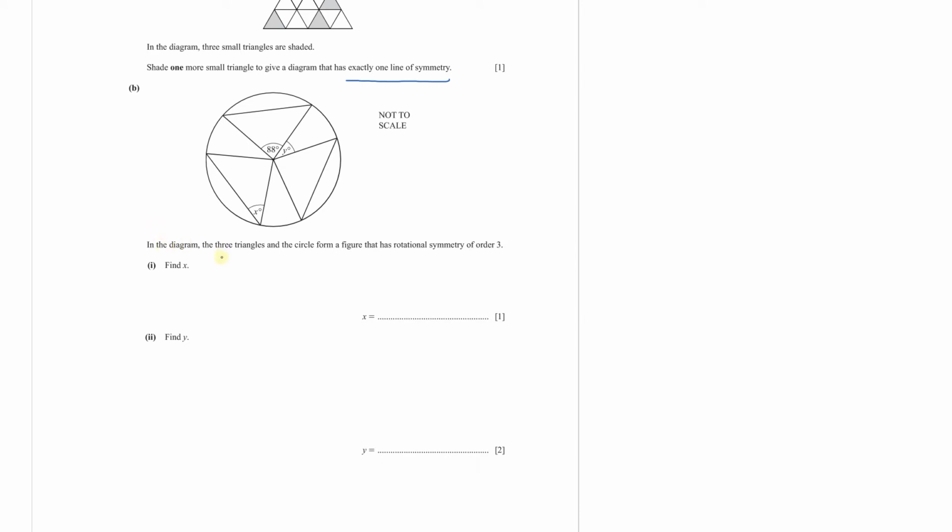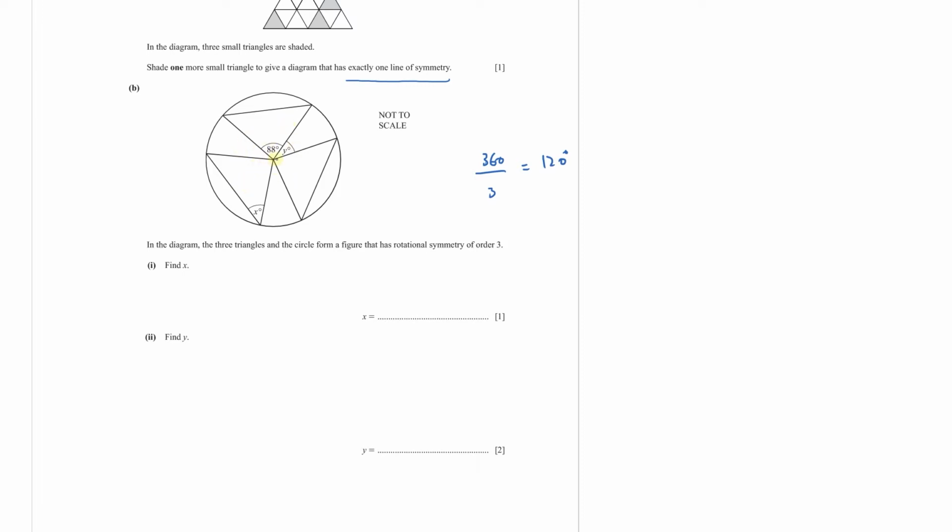The next question is, in the diagram, the 3 triangles and the circle form a figure that has rotational symmetry of order 3. So that means if the rotational symmetry is of order 3, if you divide the full circle 360 degrees by 3, you get 120 degrees. That means these triangles are repeated every 120 degrees, and during a full 360 degree rotation, they will be repeated 3 times. So that means these 3 triangles are exactly the same.